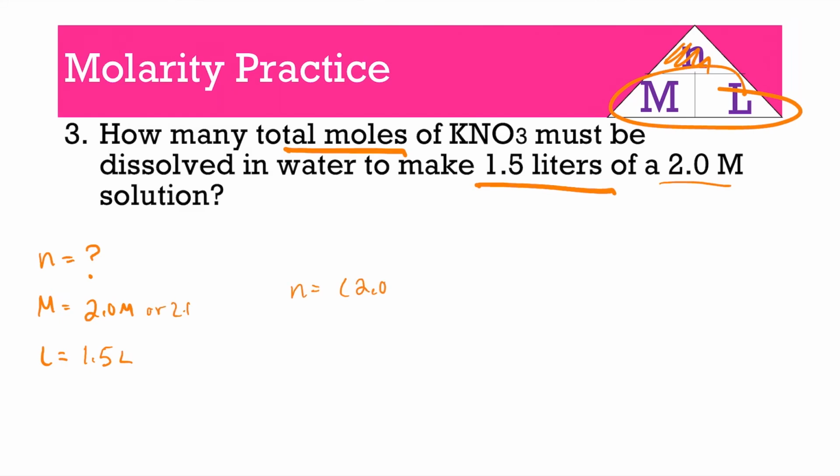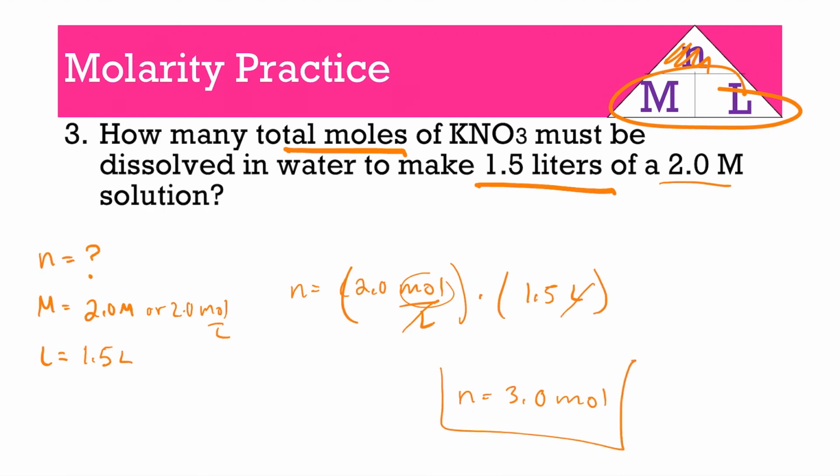I'm just going to write moles over liters like this so we can see the units. Moles over liters times 1.5 liters. Again, those liters cancel out. That's why we're left with moles. And 2.0 times 1.5 is 3. And again, our unit is moles.